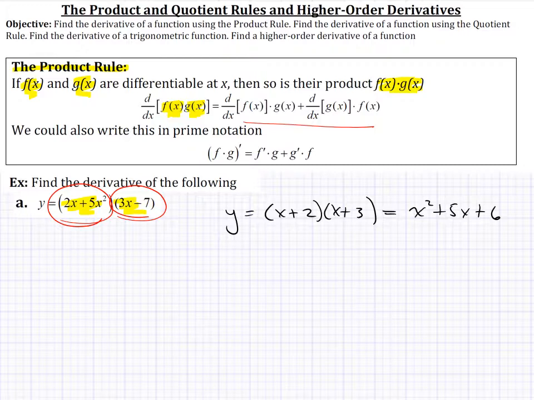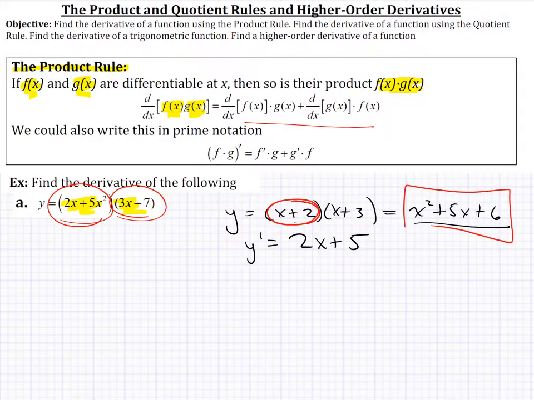Then, if I wanted to take the derivative of that using my basic rules that we already learned about polynomials, I would say the answer is 2x plus 5. Now, if I just took the derivative of this piece right here, that derivative would be 1. If I just took the derivative of this piece right here, that derivative would be 1. And 1 times 1 certainly is not 2x plus 5.